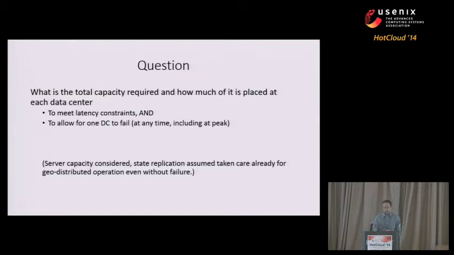So I'll show one way to calculate that capacity. And for the time being, I'll assume that state replication is already taken care of. There's a bunch of work on geo-distributed storage, and let's pretend one of those mechanisms is in place.